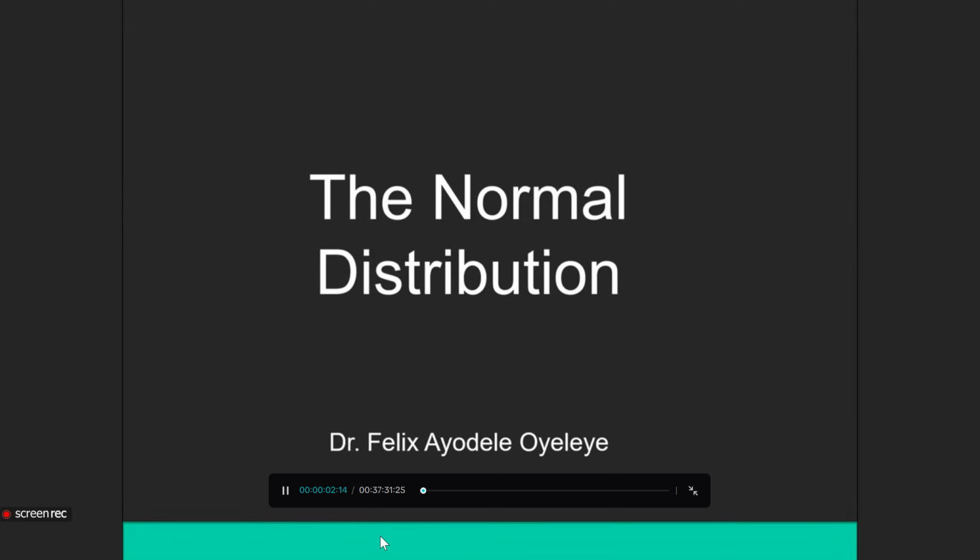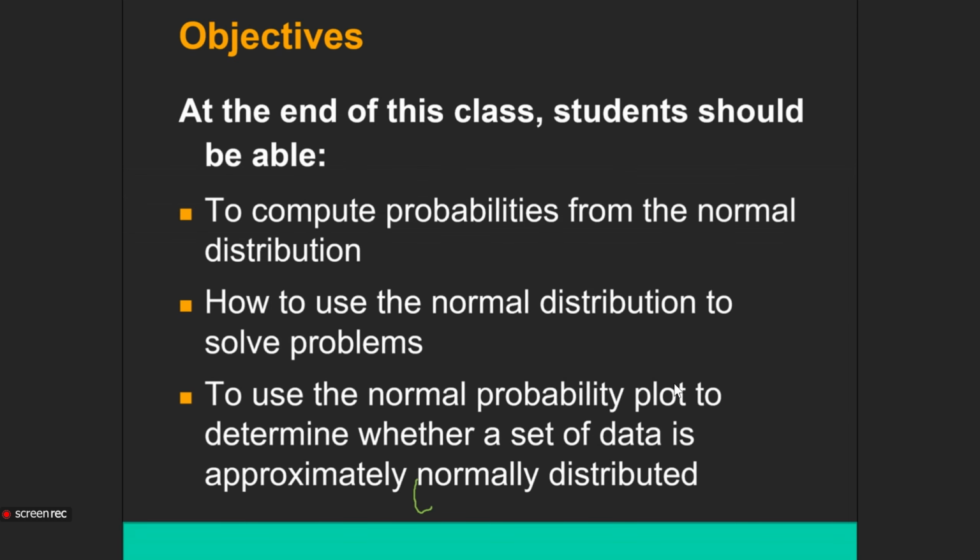So the normal distribution is such a vast theme or aspect of inferential statistics that we could describe it as the central theme of statistical analysis. So again, we're going to be looking at it in depth. We're going to look at the following objectives for this very class.